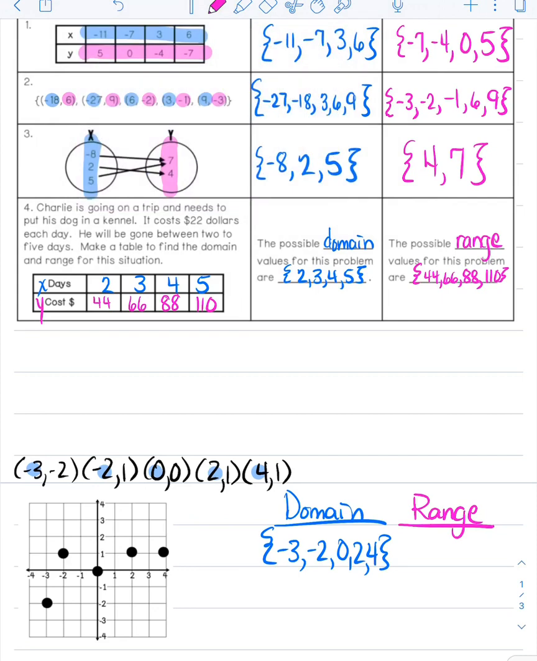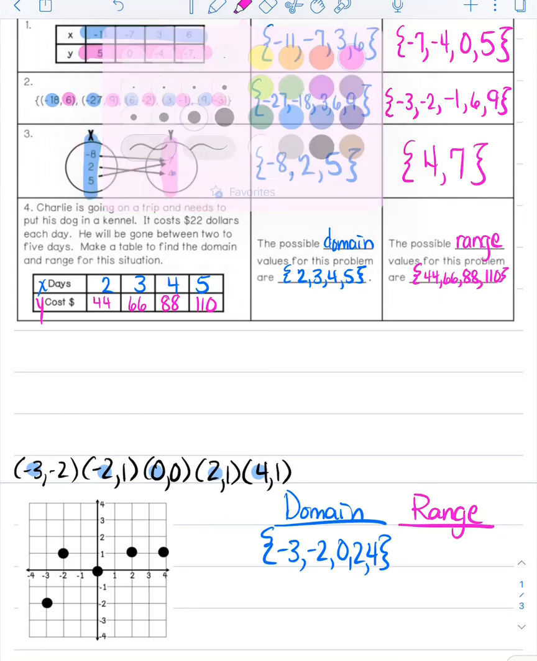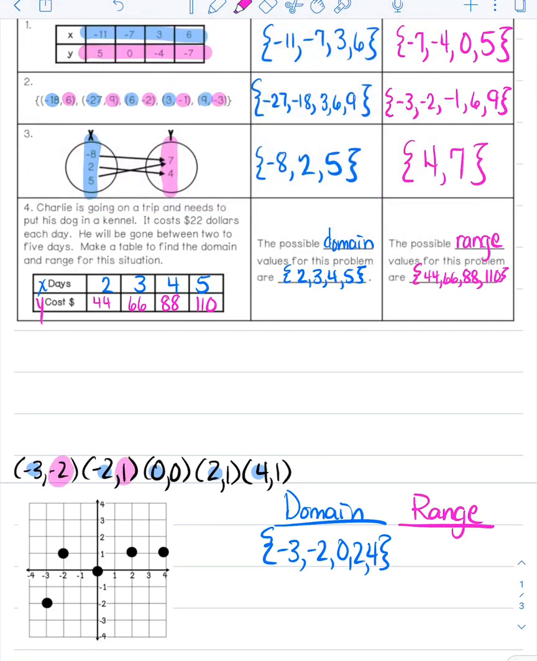Now let's take a look at our range values, all of our y's. So I've got -2, 1, 0, 1, 1. Now if you have repeats, you only write them one time. So let's start with the smallest number. The smallest number I see is -2. Next, I have 0, and I have 3 ones, so I only write it one time.